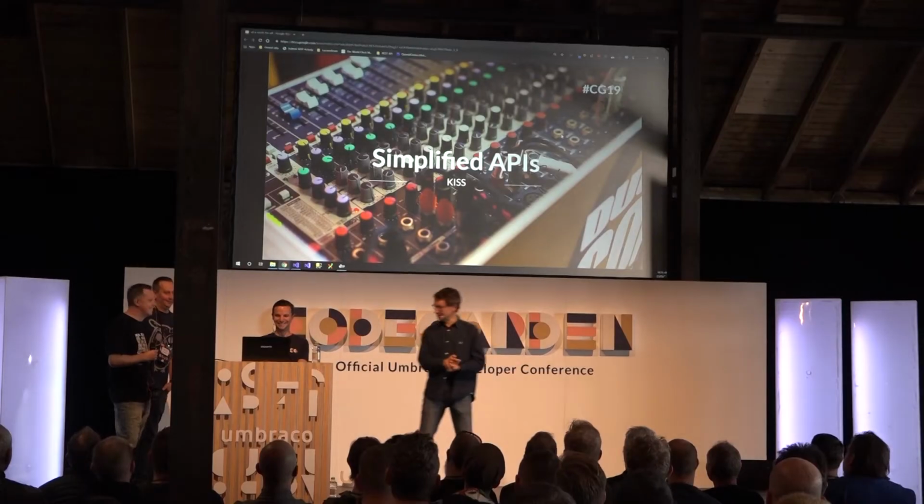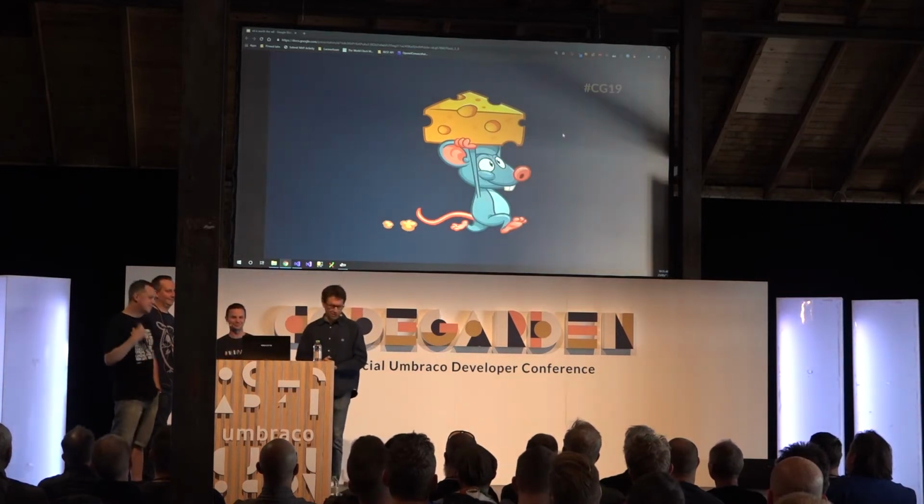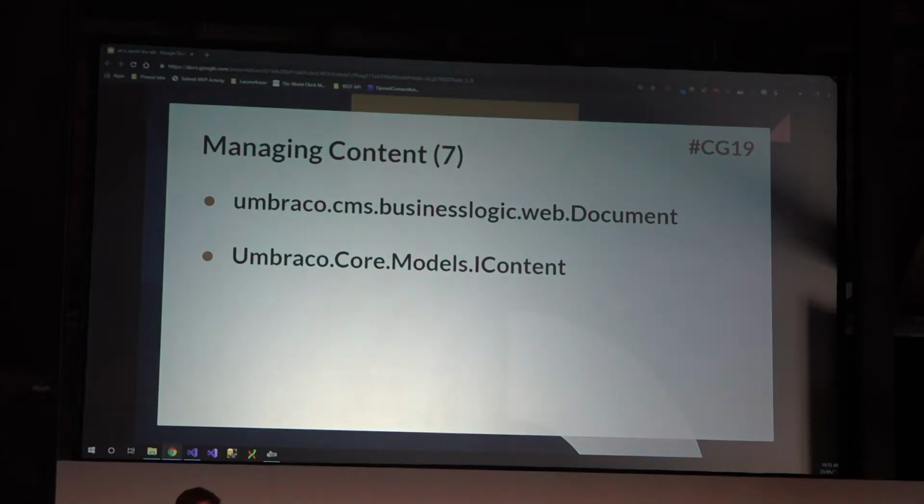We have simplified the APIs in V8, as you can see. Which means we've basically moved a lot of cheese around. So people are not sure why things happen, but I'm going to explain why we've done it and the benefits of it. This is how you would manage content in version 7. Including the very vintage and beautiful namespaces, all lower cases and everything.